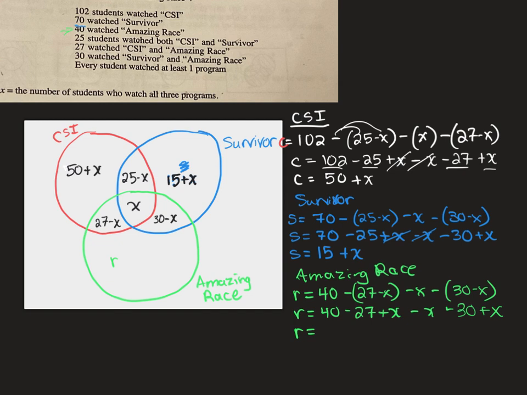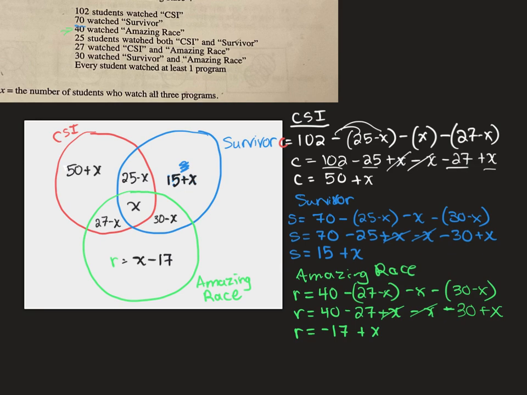So 40 minus 30 is going to be 10, minus 27 is actually going to be negative 17, and then plus x minus x, and then we're left with a plus x after that. Okie dokie. So now that would be this region here. So R was equal to, actually I'm going to turn it around and write it as x minus 17 instead of negative 17 plus x. Just looks a little cleaner.